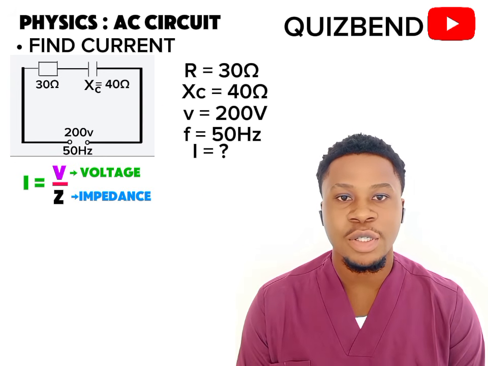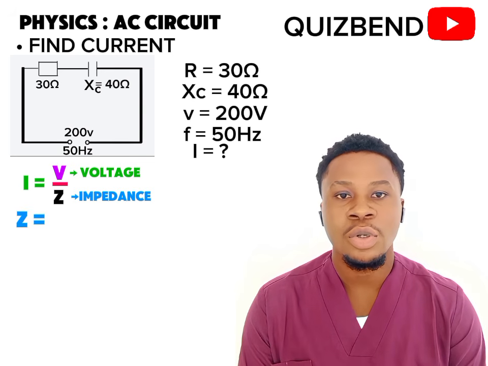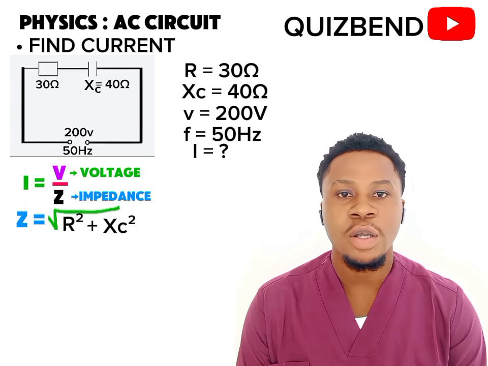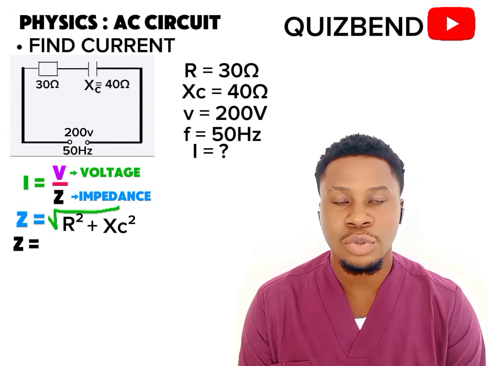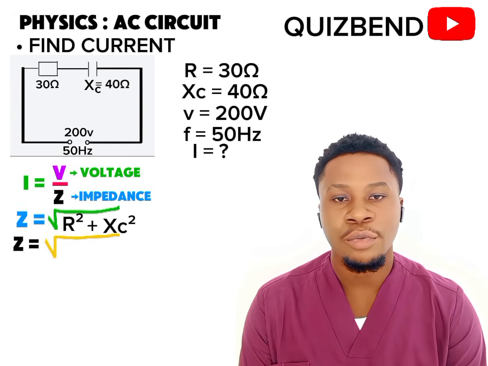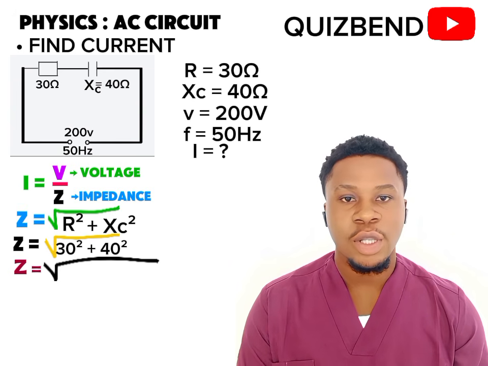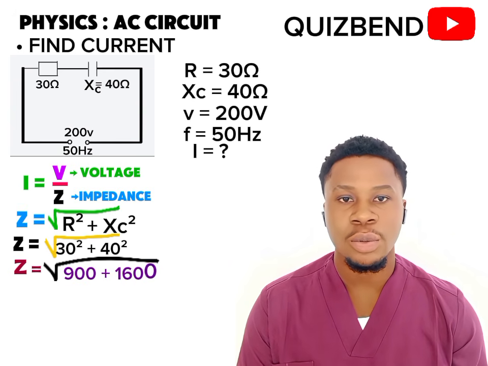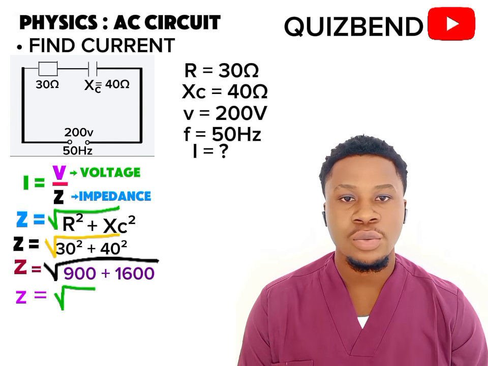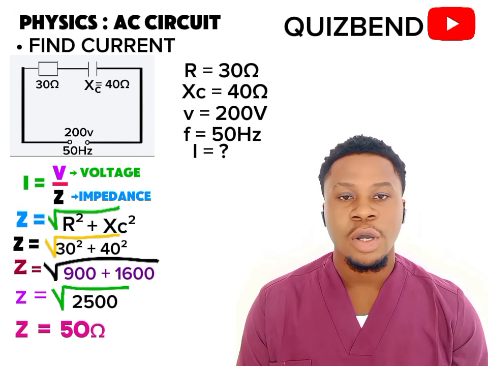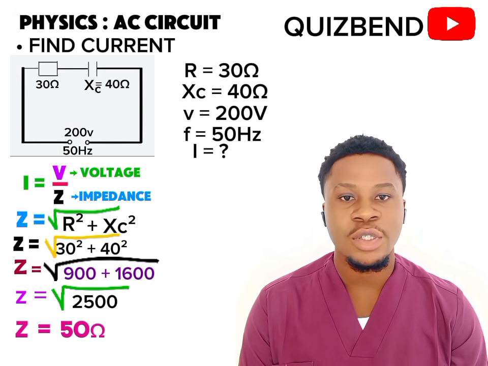Remember Z represents impedance. So Z is equal to the square root of resistance squared plus capacitive reactance squared. Now from here, what do you have to do? You just have to substitute your values, where the value of R is 30, and the value of capacitive reactance is 40. Now 30 squared is going to give us 900 and 40 squared is going to give us 1600, and if we add these two values we are going to get 2500, and the square root of 2500 is 50. So the value of impedance is 50 ohms.